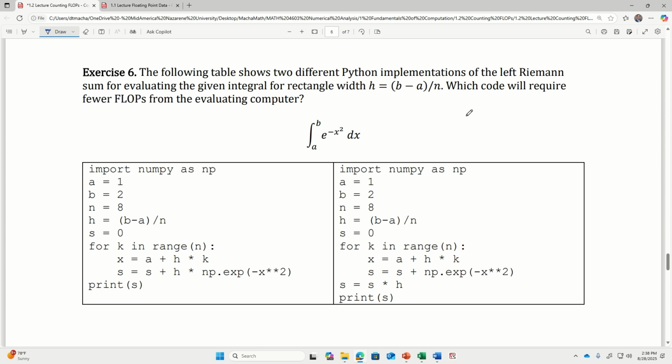Okay, the following table shows two different Python implementations of the left Riemann sum, so the same one you learned back in Calculus 1, for evaluating the given integral for a rectangle width, h, equal to b minus a divided by n. So a and b are your lower and upper bounds of your integral. N is the number of rectangles we're going to use in our Riemann sum, so h has to be their width. Which code will require fewer flops?